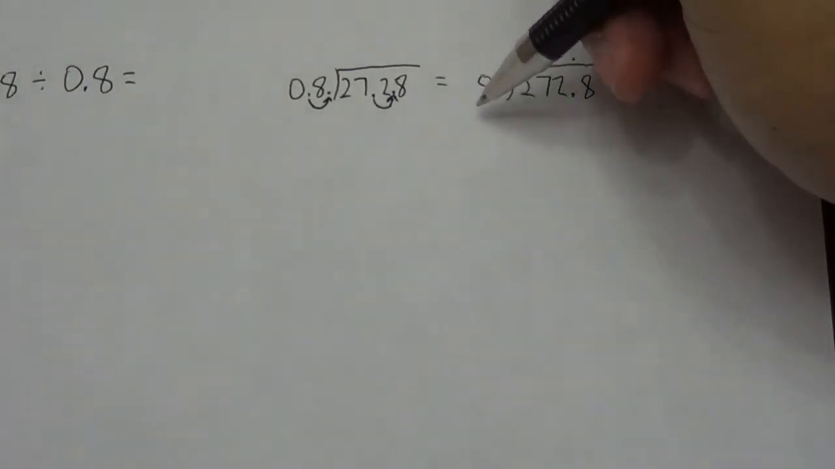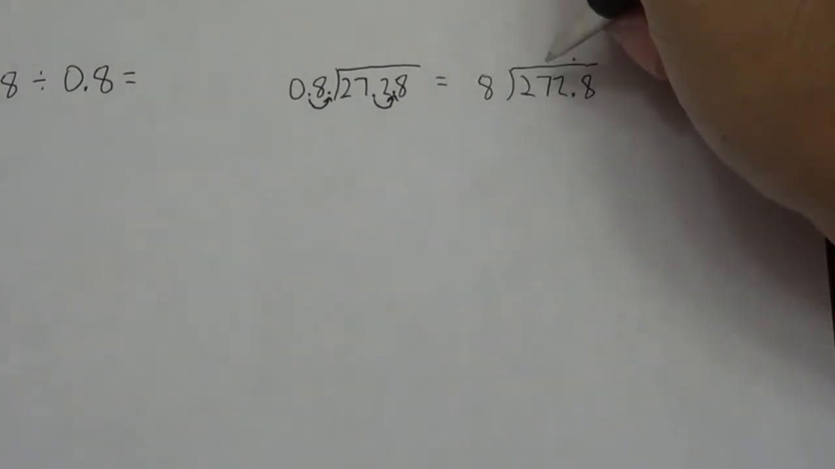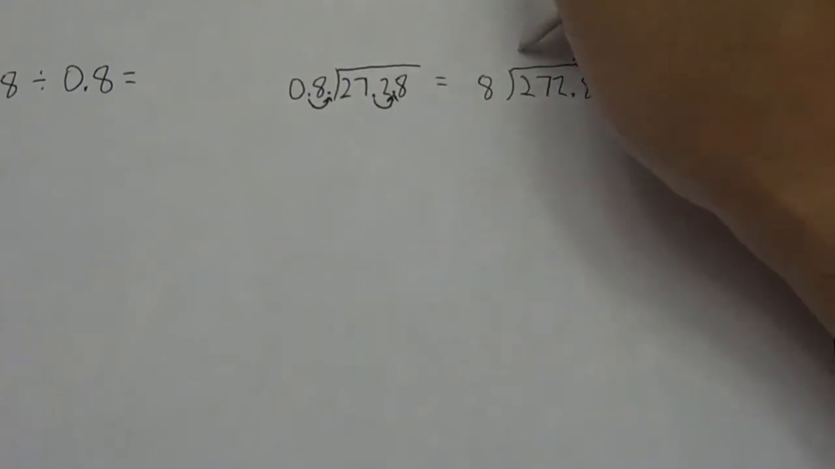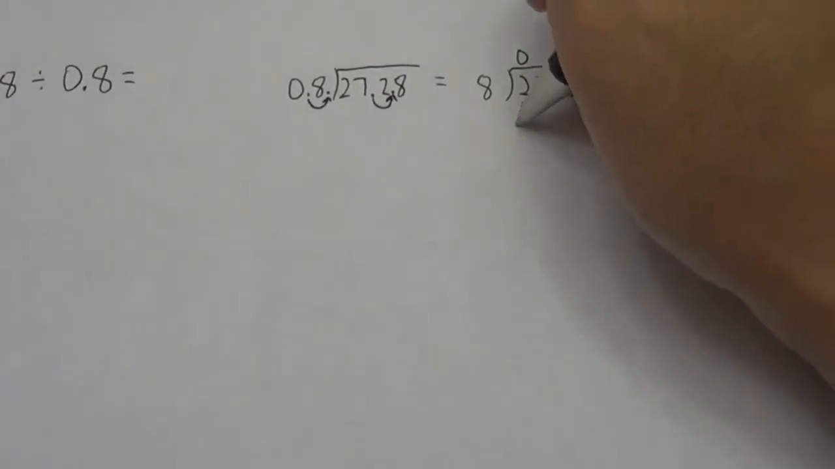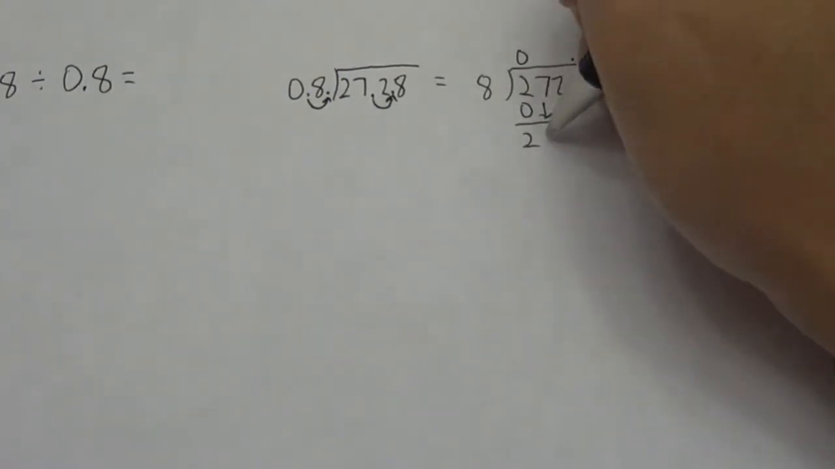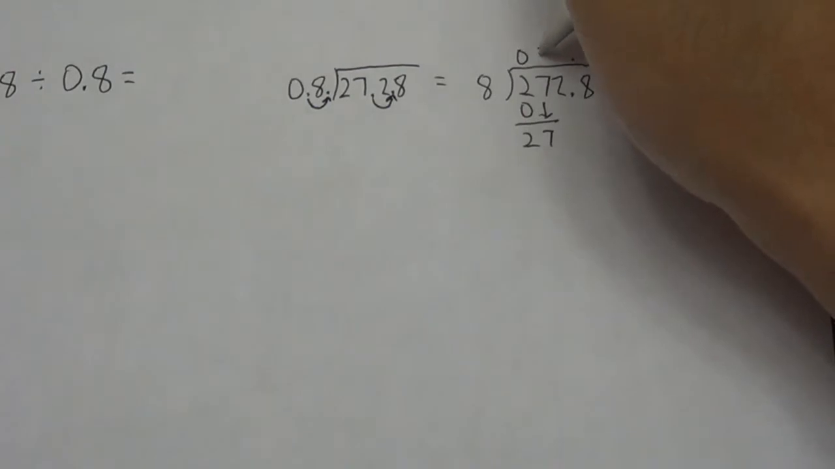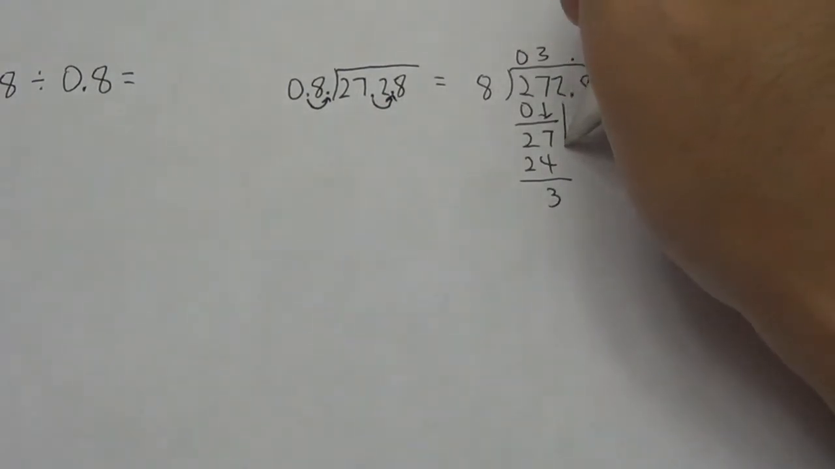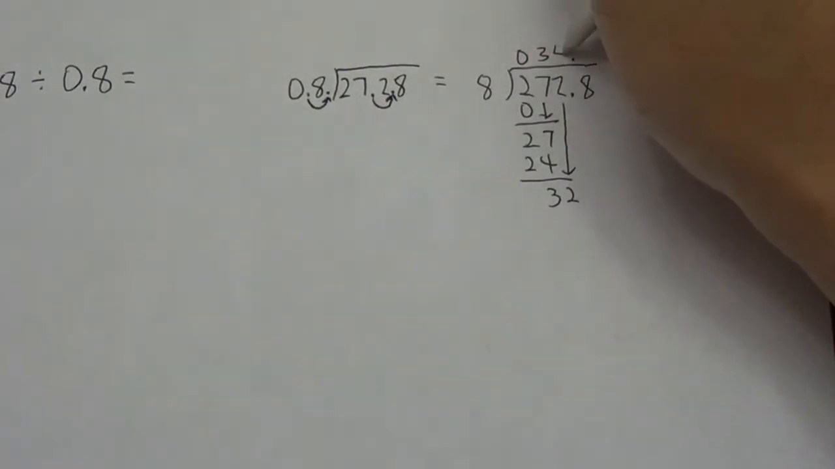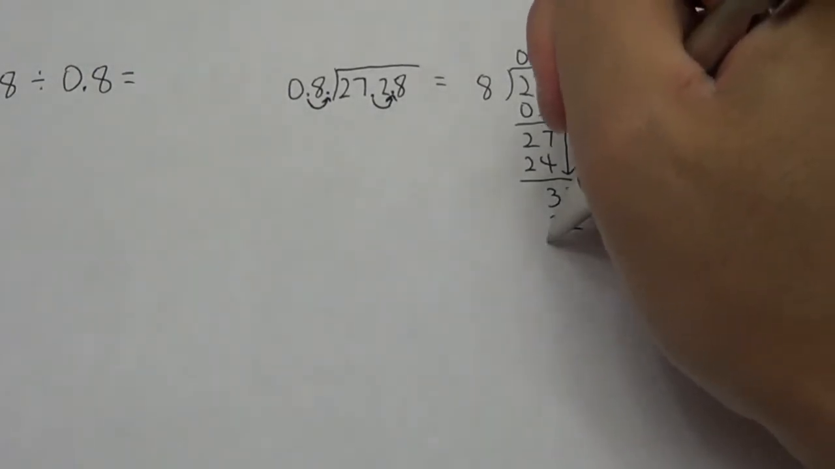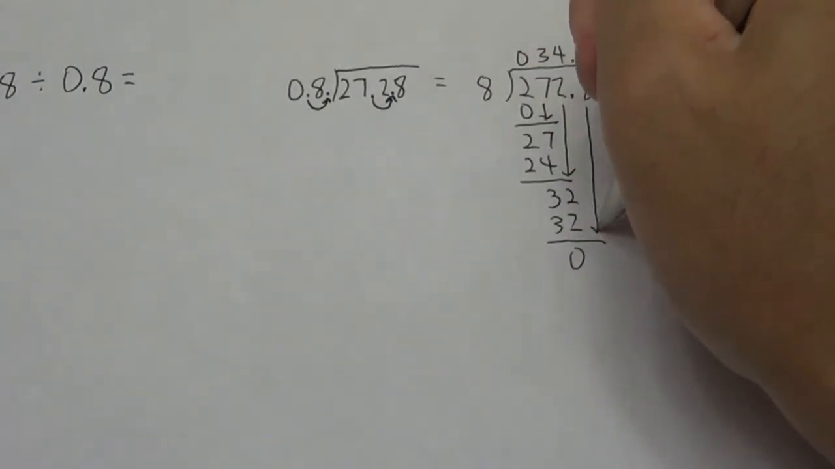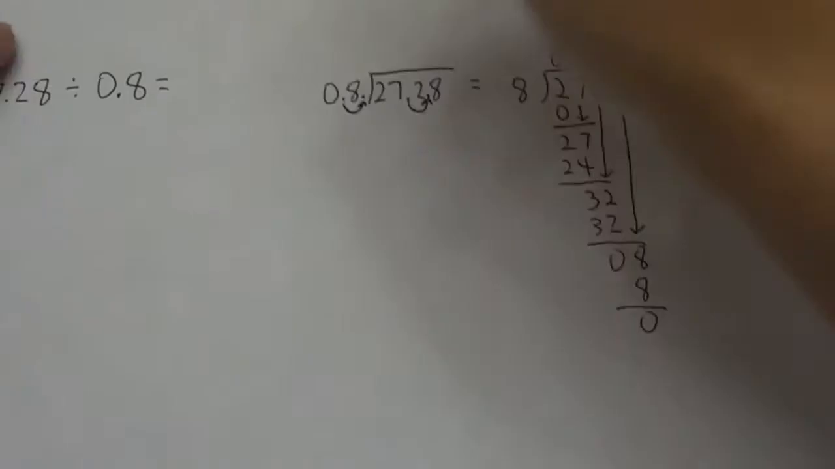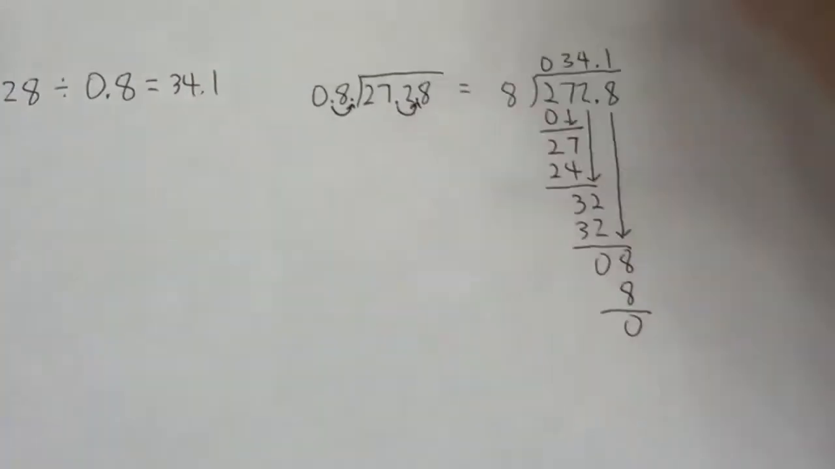Okay, so now that we got rid of the decimal in the divisor, we can go ahead and just work it out like it's a regular division problem, right? So I would have 0 here. Three, four, and 1. All right, so my answer would be 34.1.